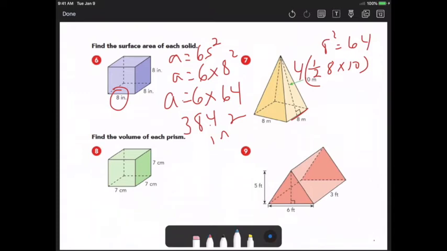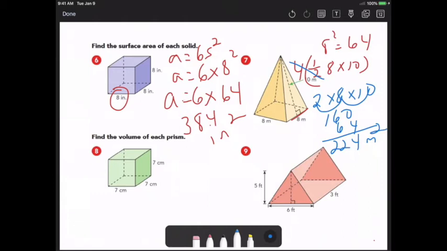So again, I like to simplify there. So that's going to be 2 times 8 times 10. 8 times 10 is 80 times 2. 80 times 2 is 160 plus the 64. So we get 224 meters squared.